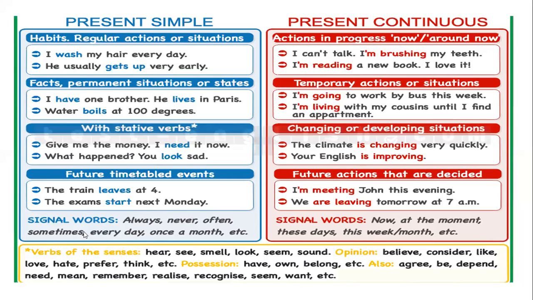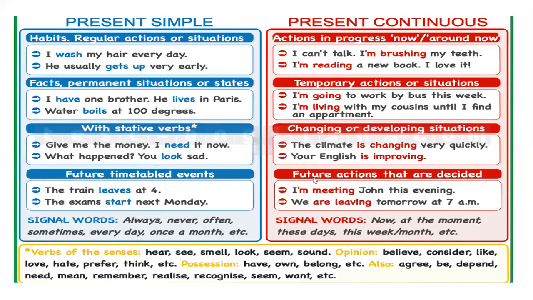Entonces, lo que les decía, las palabras que utilizamos como signal words o palabras clave, when we talk about the simple present, are always, never, often, sometimes, every day, once a month, etc. Estas son las palabras clave cuando estamos hablando de habits o regular actions, hábitos o situaciones regulares. But when we use the present continuous, we use signal words like now, ahora, at the moment, en el momento, these days, estos días, this week, esta semana, or this month.